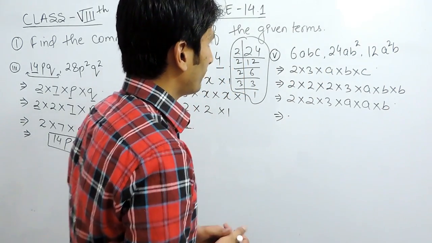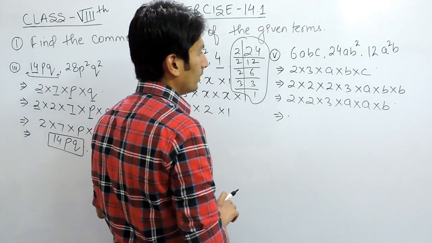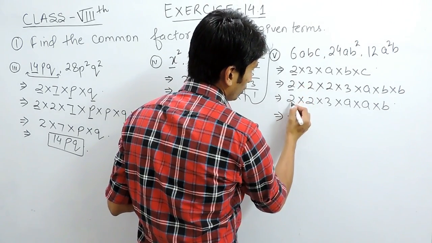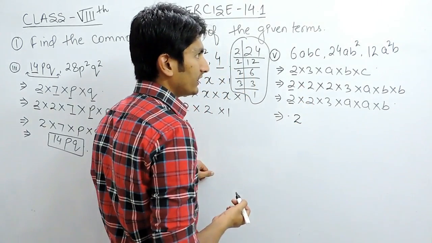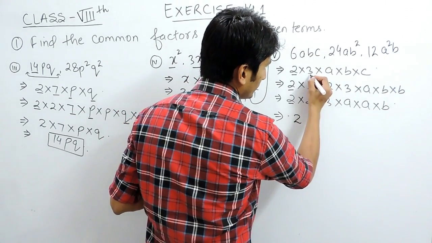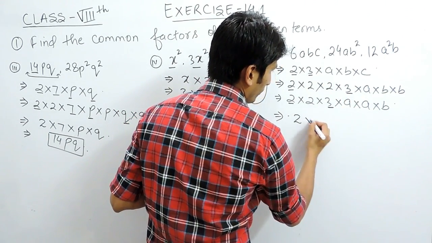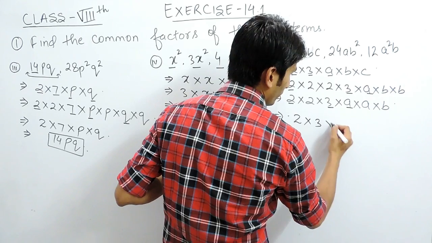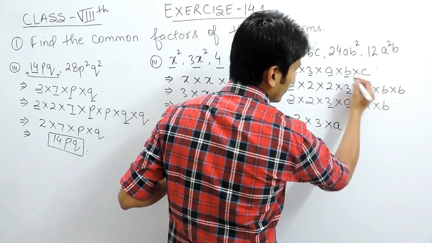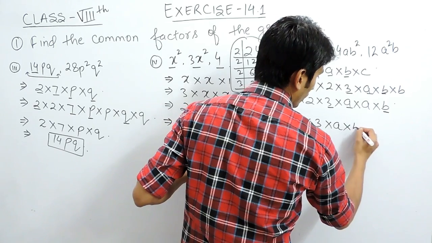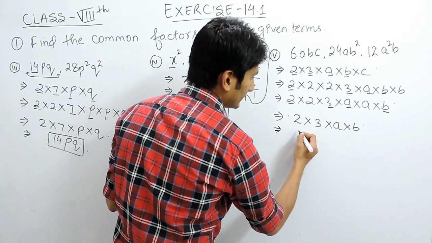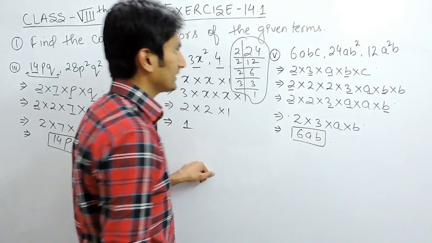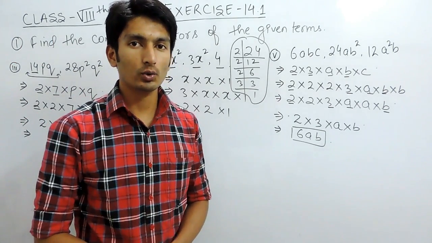Now we have already found its factors. Now let's find the common factors. 2 is common in all the three terms. Similarly, 3 is common. a is common, and one b is also common. So if you multiply, this is 6ab. So this is the common term for these three terms. So this is how you can solve this question. Thank you.